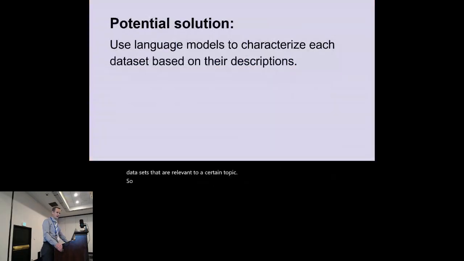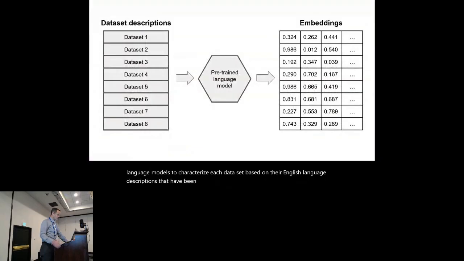So the technique that we use to try to address this problem is language models, which is probably no surprise given the many talks that we've heard on this topic. We wanted to use language models to characterize each data set based on the English language descriptions that have been provided. The general idea is to take those descriptions, and for each of those data sets, use some type of pre-trained language model to generate an embedding, or a vector of numbers, for each data set that represents the semantics of that data set in a vector of a particular size.